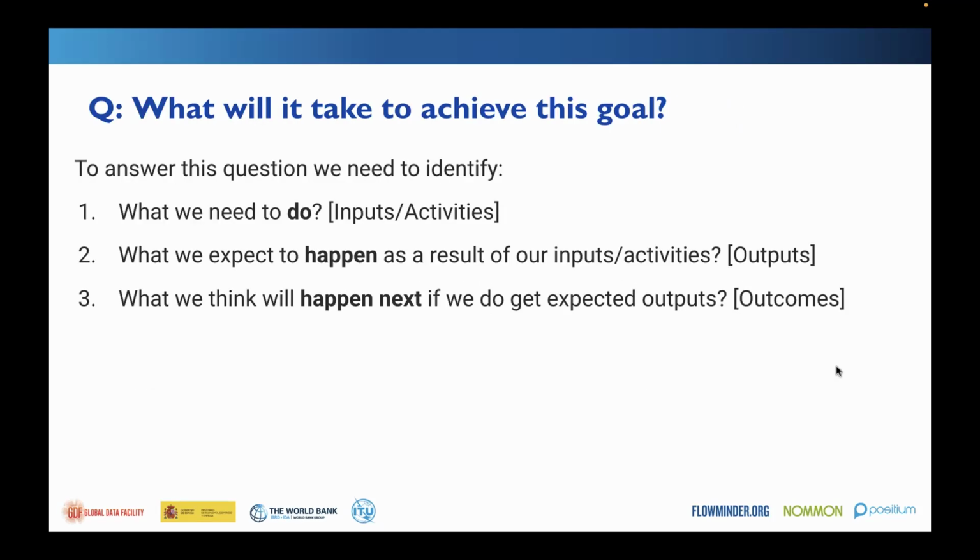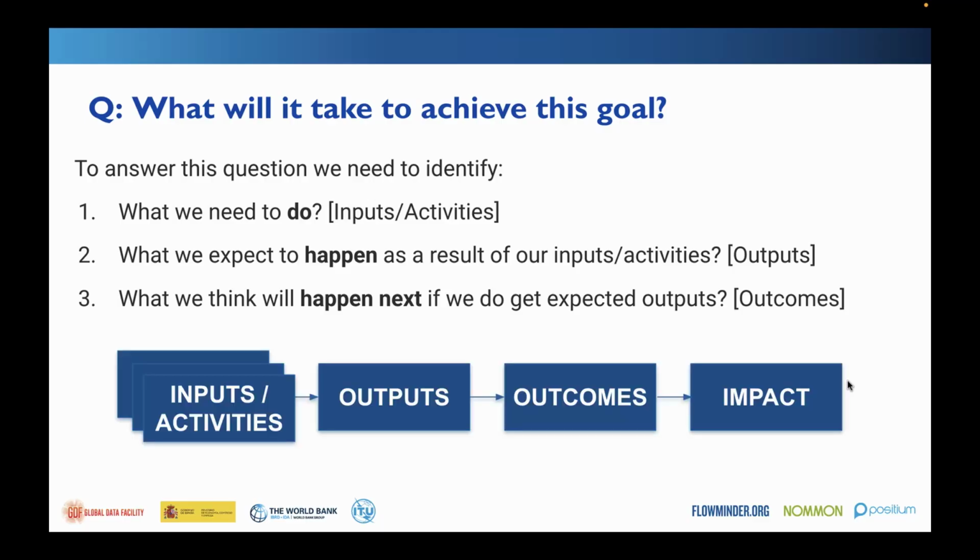So what will it take to achieve this goal? To answer this question, we need to identify what we need to do, the activities or inputs, what we expect to happen as a result of our inputs or activities, the outputs, and what we think will happen next if we do get the expected outputs, these are the outcomes. So it's a chain, a causal chain from inputs and activities to outputs, outcomes, and final impact. That is the way theory of change is designed.